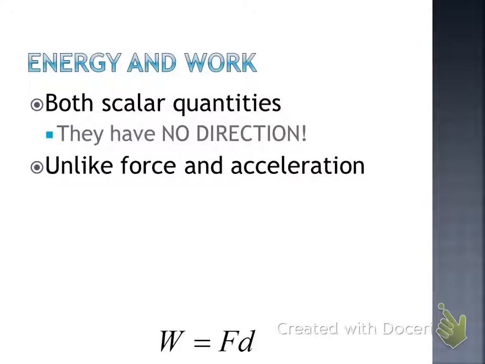Okay, energy and work are both scalar quantities, no direction, which is different from acceleration, force, velocity, displacement. All of those things are what types of quantities? Not scalar, but what does it mean to have both magnitude and direction? What's that called? Starts with a V. Vector. Vectors have both magnitude and direction. So force and acceleration are vectors.